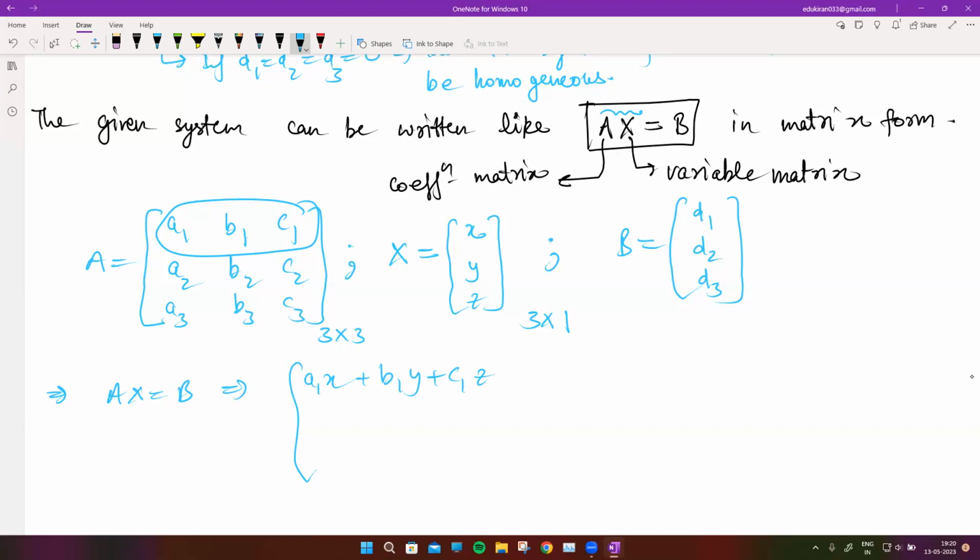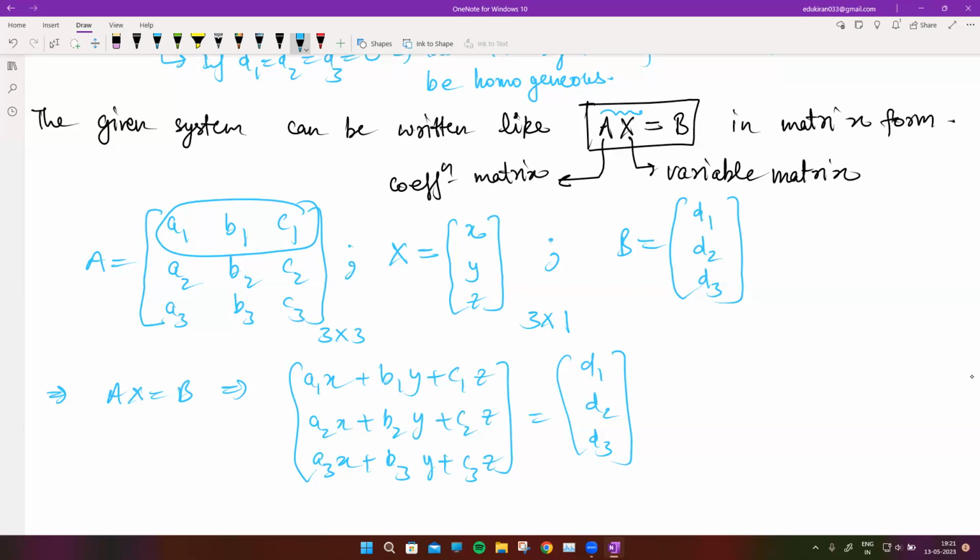Then second row with first column, this would become A2X plus B2Y plus C2Z. And then third row with first column, this will become A3X plus B3Y plus C3Z. And we are equating this multiplication of A into X with B. B was D1, D2, D3. Now, when two matrices are equal, their corresponding elements are equal. So the first element should be equal to D1, the second to D2, the third to D3. If you solve this AX is equal to B system, you are basically getting the three equations from where you started.